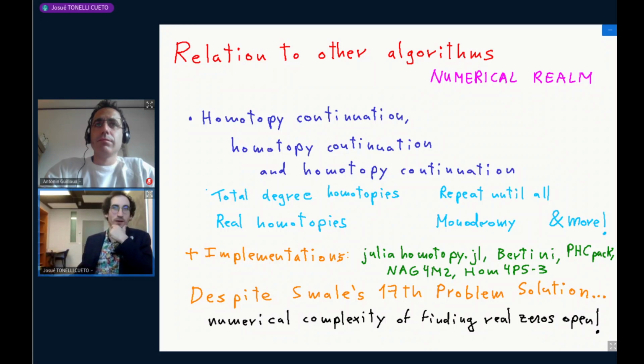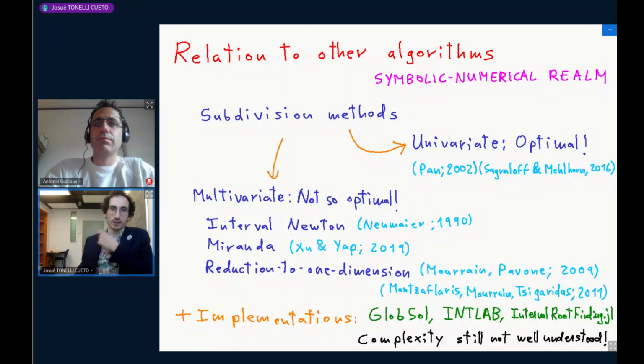Even use the problem of finding one complex root of a real polynomial system. This is a problem that is open in terms of complexity. So then we have what is called the symbolic-numerical realm. By this I mean subdivision methods. Here we have univariate methods.